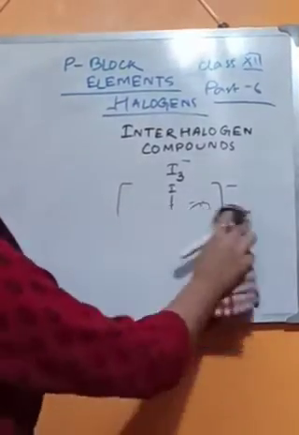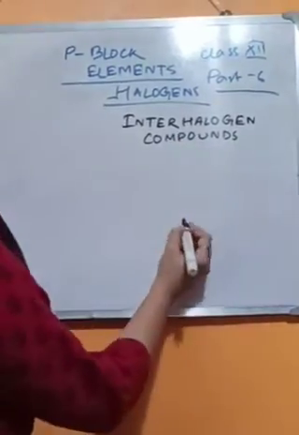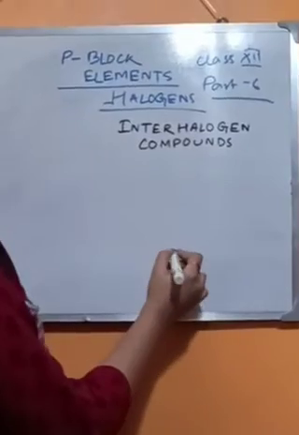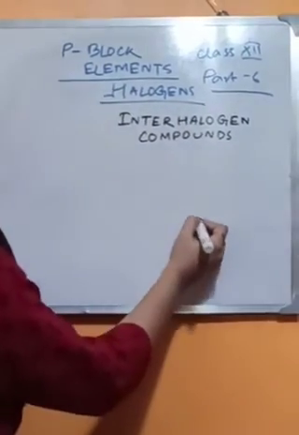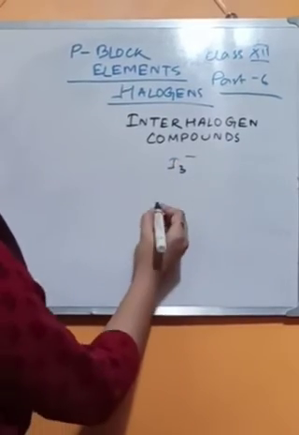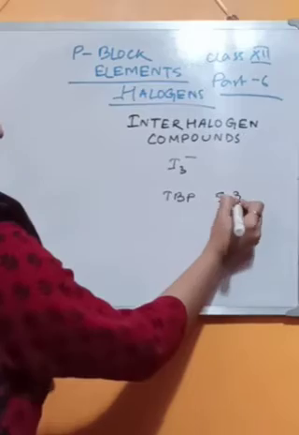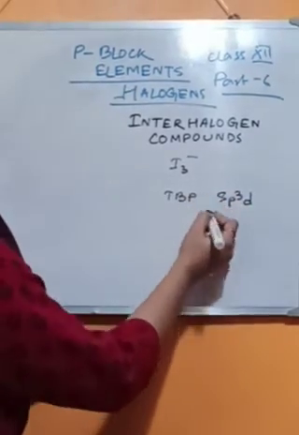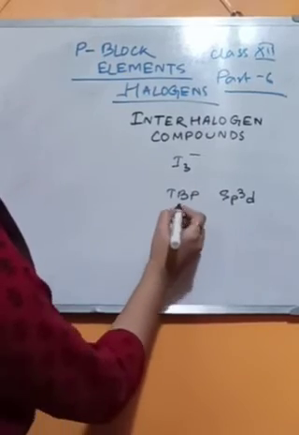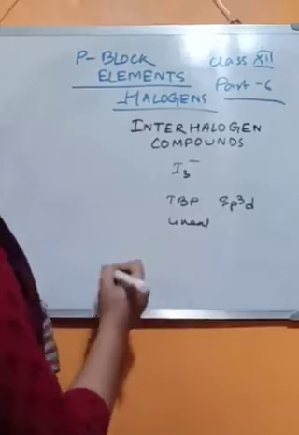Now I will come to another negatively charged molecule. Okay, before coming to the next molecule, let me tell that the actual structure of I3 minus should be TBP and hybridization is sp3d. But due to the presence of 3 lone pairs in the equatorial position, the ideal was TBP, but the actual structure is linear.